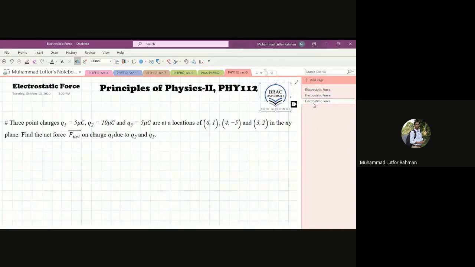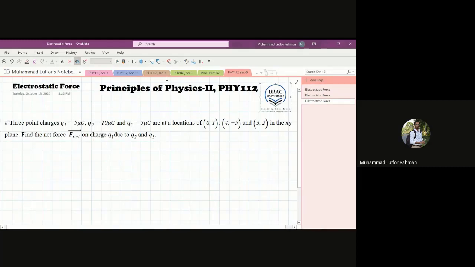Okay, fine. Let's do another case. Right now I have 3 charges instead of 2. I have to find the net force on charge Q1 due to Q2 and Q3.